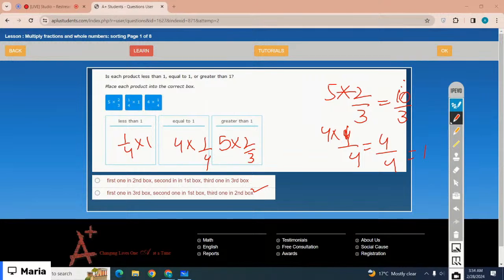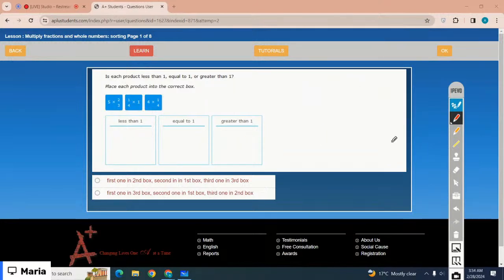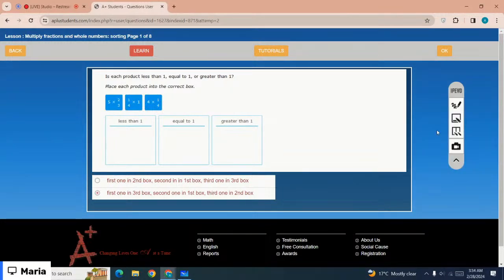The first one in the third box, second one in the first box, and third in the second box. So option number 2 is the correct option. Got it?